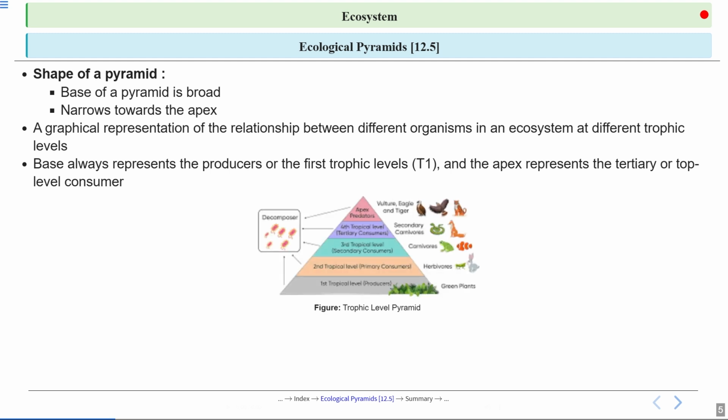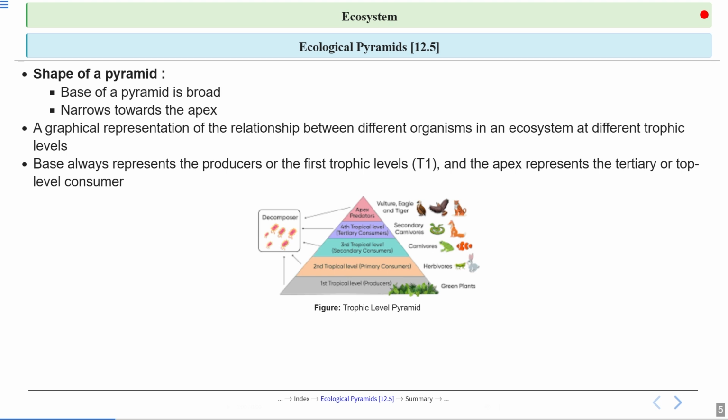Here in this image, you can see different trophic levels have been shown to you. The first trophic level is occupied by the green plants, which are the producers. The base of this pyramid is quite broad, and the pyramid narrows towards the apex. Now the energy is being lost at each trophic level.